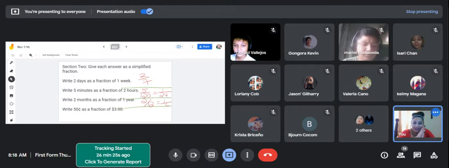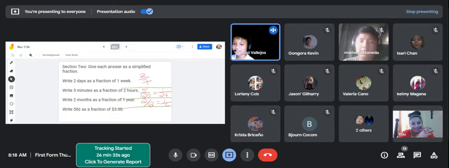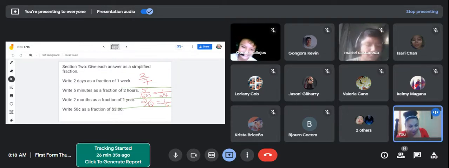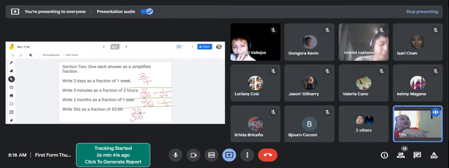50 cents out of $3. 50/300. Very good, Gerald. 50/300. Now, why do we put 50 over 300? We don't want to use decimals, right? We don't want to have a decimal and a fraction and you have all that mixture in there. When you talk about $1, we always want to think about 100 cents. So when you see 50 cents, you think of 50 cents. And when you think about $3, I have 300 cents, right?